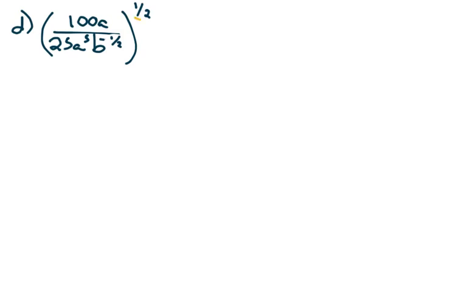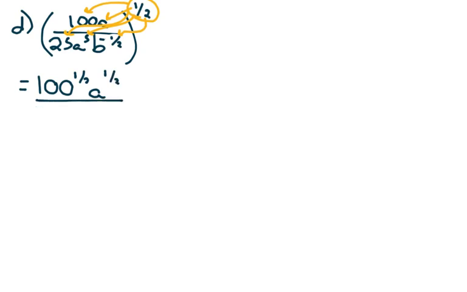This exponent of 1/2 here is going to have to apply onto the 100, the a, the 25, the other a, and the b. If the exponent's outside a bracket, it has to apply to everything inside. So we'll get 100 to the 1/2 and a to the 1/2. Those didn't have exponents, we'll just attach it on. Same thing with the 25.